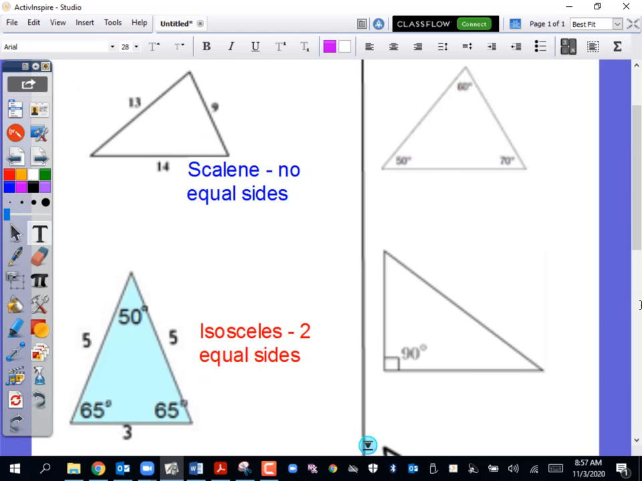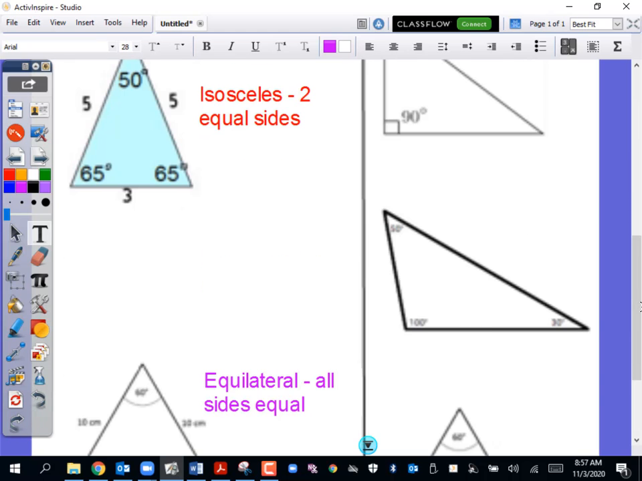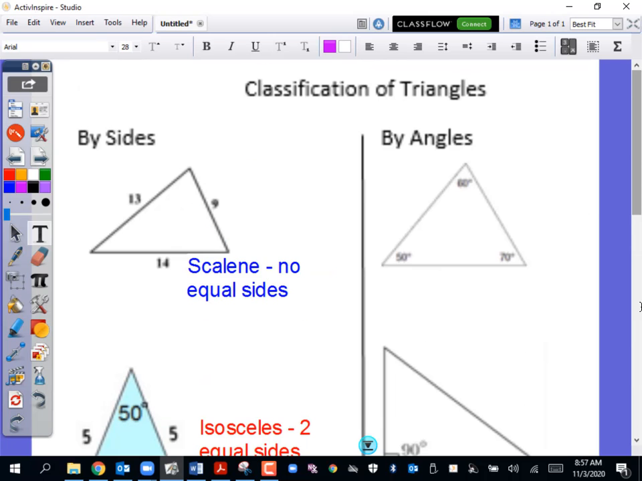Okay? So those are my three types by sides. Scalene, none of them are equal. Isosceles, two are equal. And equilateral, all of them are equal.